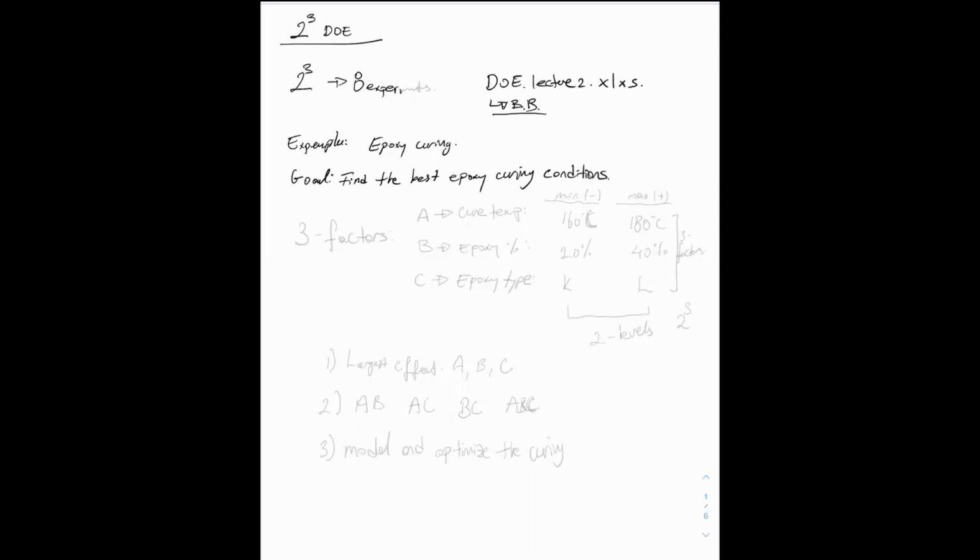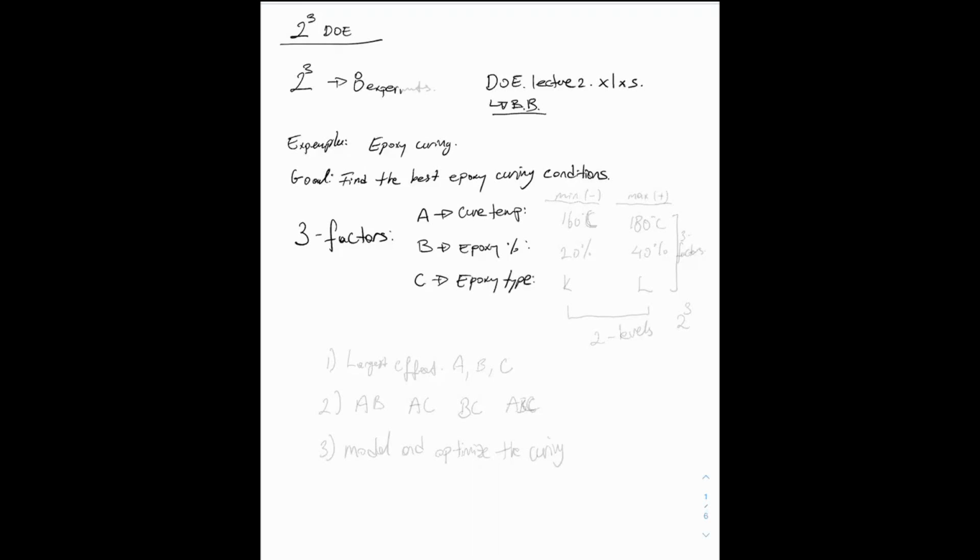Okay, so to do this, we have 3 factors. We have identified 3 factors, okay? And these 3 factors are: A is the cure temperature. B is the epoxy percentage, so that means how much epoxy that you're going to put. And C is the epoxy type.